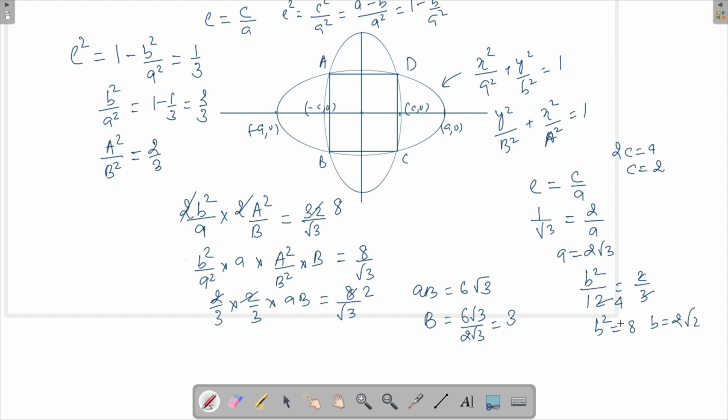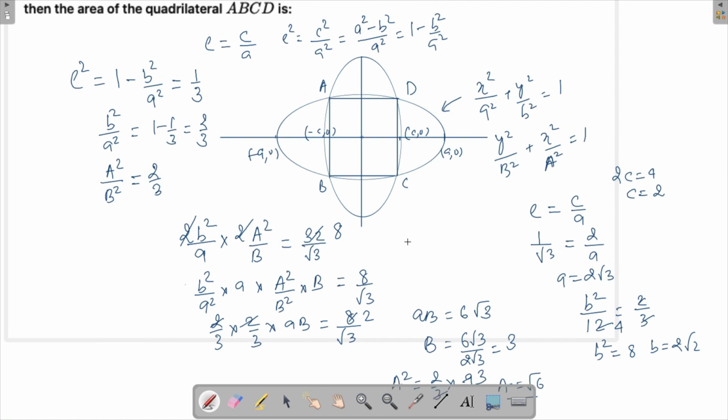So I've got A, B here, and then now from here I can get A here as well, which is A square is going to be equal to 2 by 3 into B square. B square is 9, so this is 3 3s are 9. So A is becoming root 6, right? So we've got all the information now.